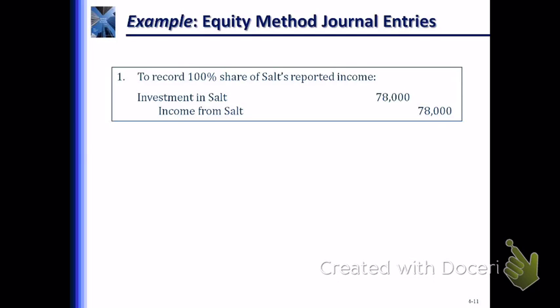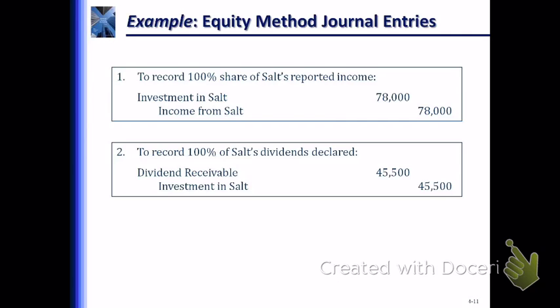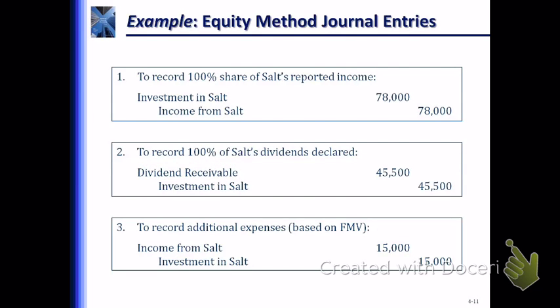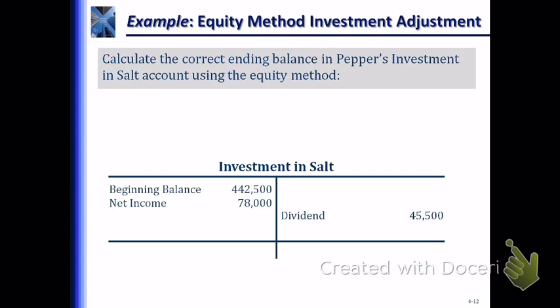So here's the reporting of the subsidiary's income on the parent's books. Here's the reporting of the dividend declared by the subsidiary. So we actually haven't received payment of this yet. This dividend receivable will be cleared off against a dividend payable account on the subsidiary's books. And here is the additional expenses. Notice we're debiting income from the sub and decreasing the investment account. So that's the $15,000 of additional expenses we needed because of the difference in fair market value.